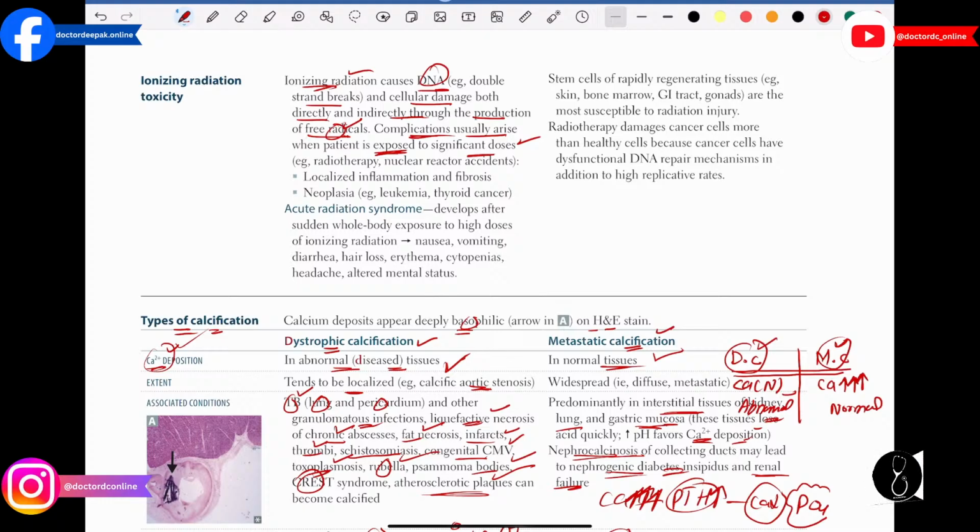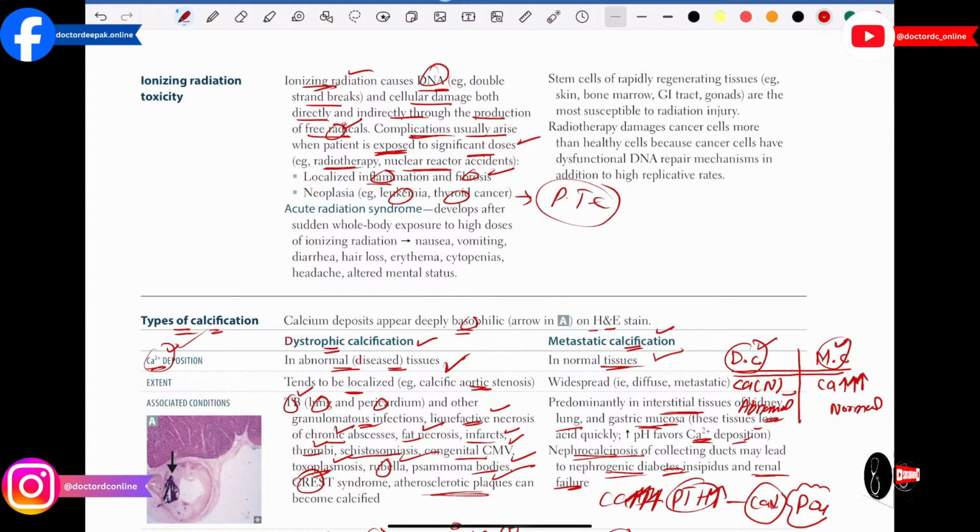So here they give the example radiotherapy, nuclear reactor accident. These are the examples in which you get more radiation. Then after that, we have the complications of ionizing radiation. There are localized complications like inflammation and fibrosis can occur. Then also leukemia and thyroid cancer. In thyroid cancer, you will get papillary thyroid cancer after the ionizing radiation.